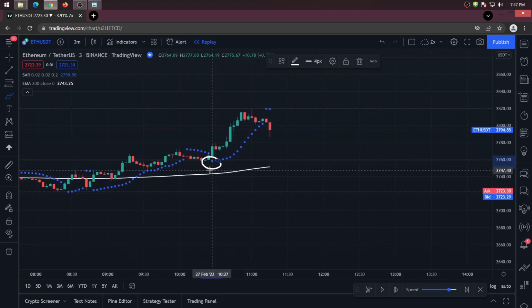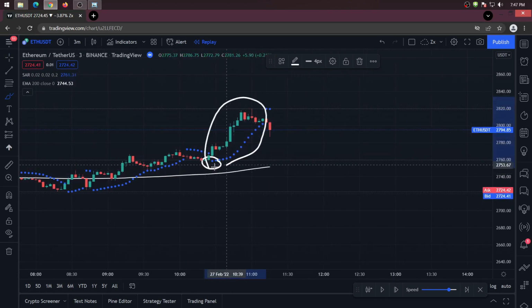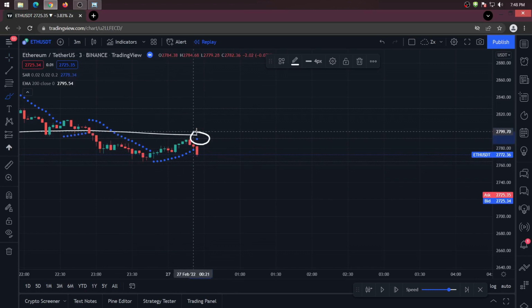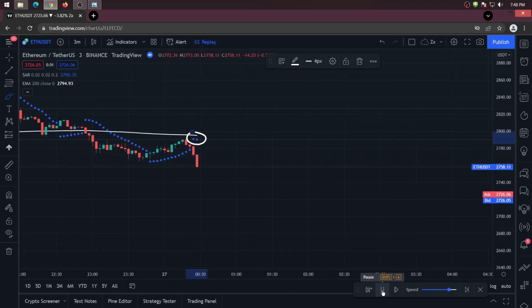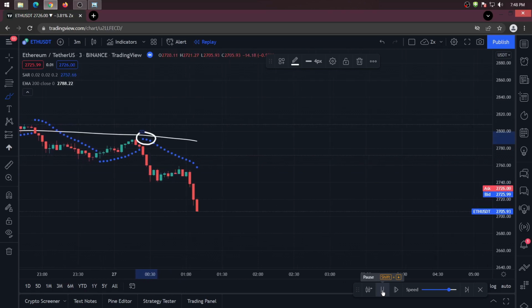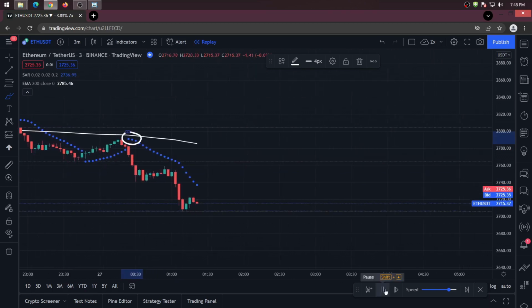You can see the indicator worked nicely. So let's go to the short position. In this chart, the price is below the 200 EMA, and the parabolic SAR is above the candle, which means I have to take a short position. So this is our entry signal, and let's see what happens. You can see the parabolic SAR gives a perfect signal.